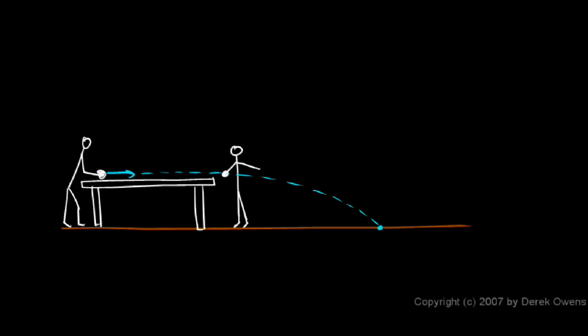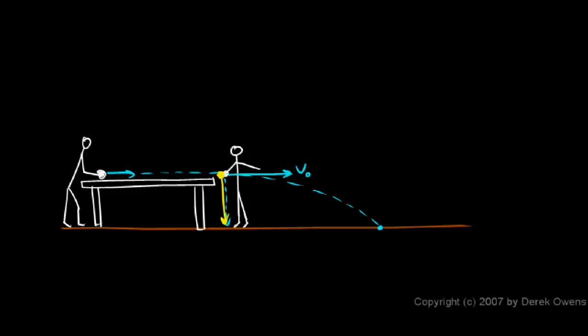If right when it gets to the edge of the table, this other person releases this one and lets it fall straight down, then these two objects will be starting from the same position, and they'll both be starting with a vertical speed of 0. So one object leaves the table with a velocity to the right, and the other object is simply released at the same moment right beside it and allowed to fall straight down. And you'll see both of those hit the ground at the same time.